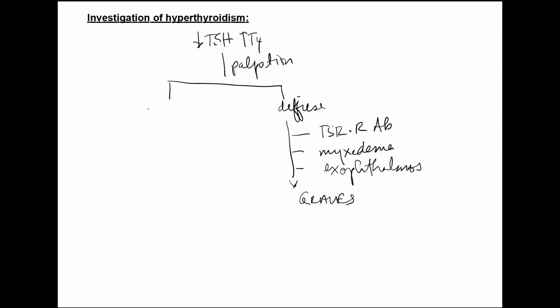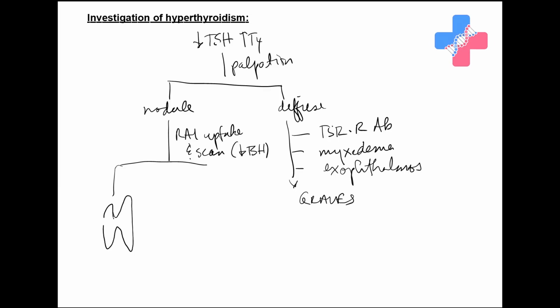By comparison, one can find a nodule. And the question then is that a functioning nodule or not? And a common way of investigating that is to do a radioactive iodine uptake and scan. A functioning nodule will show an intense area of increased activity and then suppression in the rest of the gland because there's a decrease in TSH.